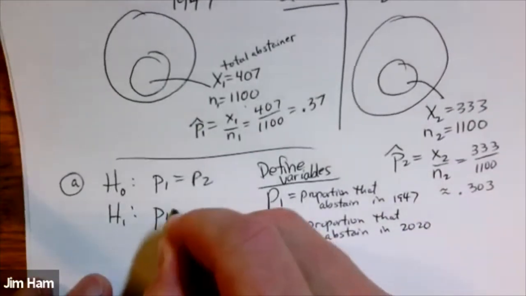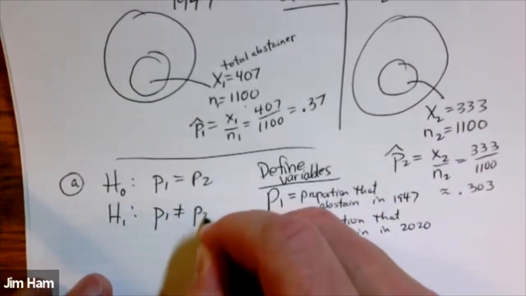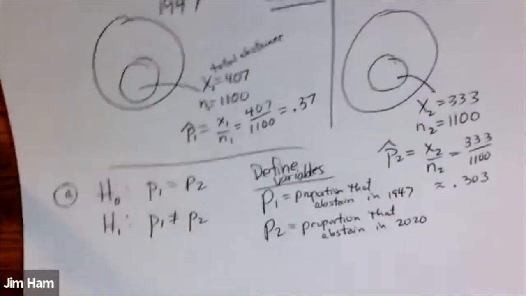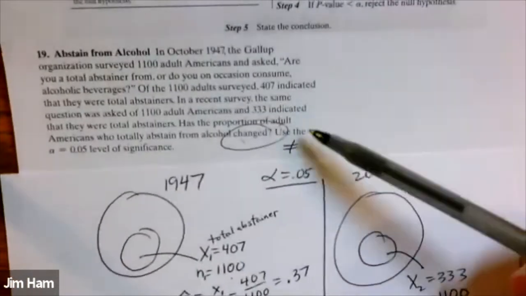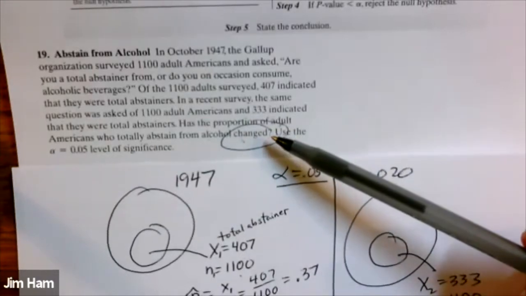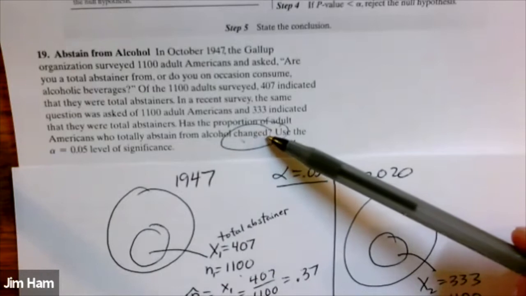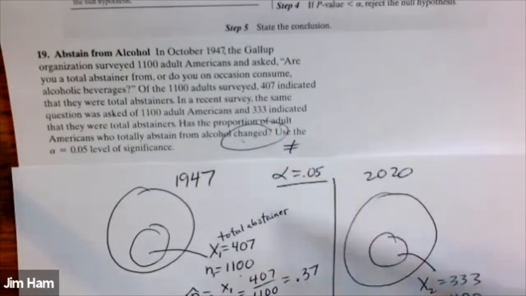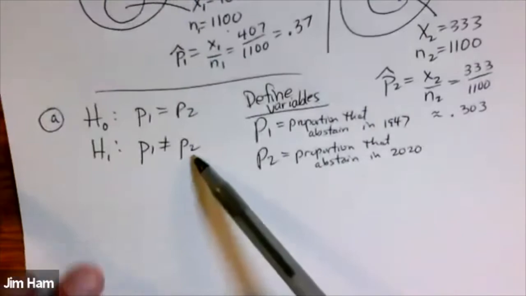Then the alternative is going to be a two-tailed test, because they didn't indicate whether they think the percentage of abstainers increased or decreased. They said has changed. Let me read it one more time. Has the proportion totally abstain changed? When we turn this around to a claim, we're going to say the claim is that the proportion has changed. They asked the question, did it change? We're going to write our hypotheses so that it did change.